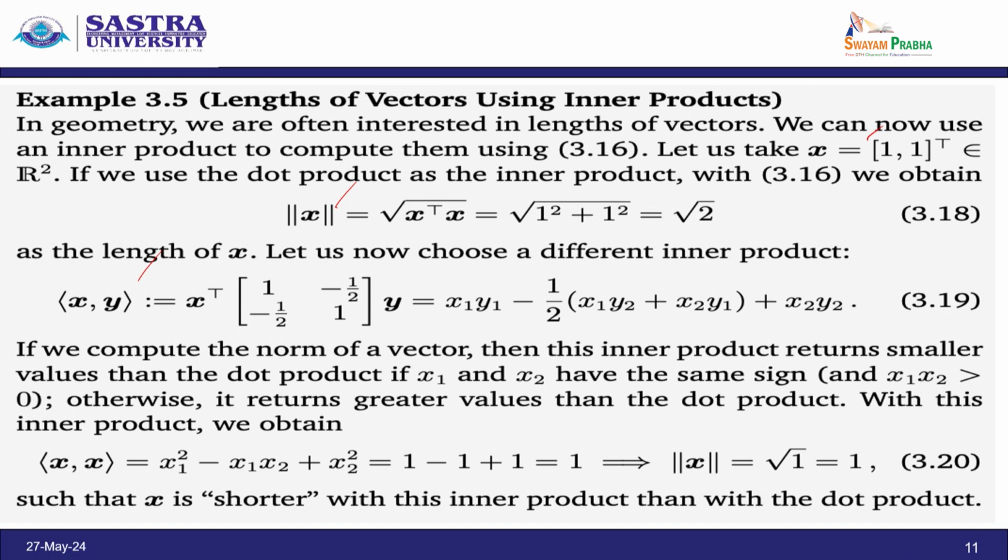Now, the inner product of x comma x is x1 squared minus x1 x2 plus x2 squared, which is equal to 1 minus 1 plus 1, equal to 1. Therefore, norm of x equal to root 1, equal to 1. So, the vector is shorter with this inner product than with the dot product.